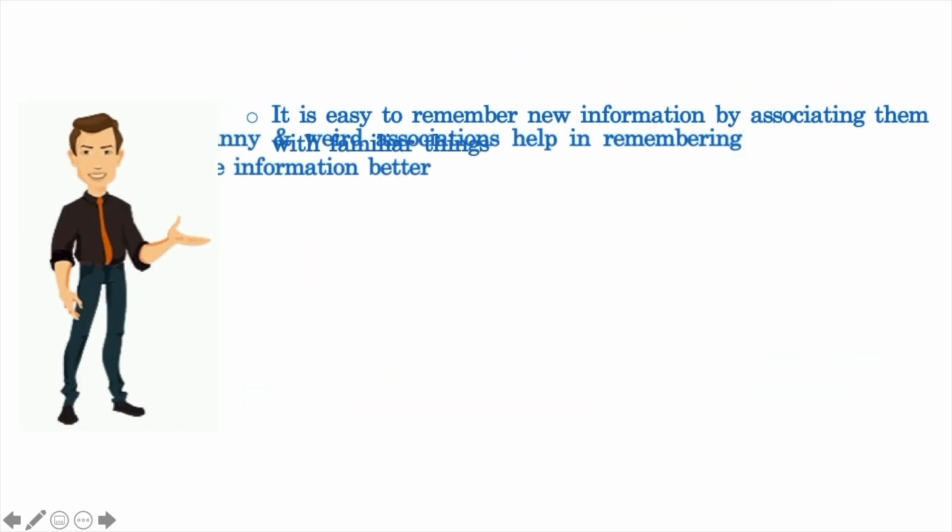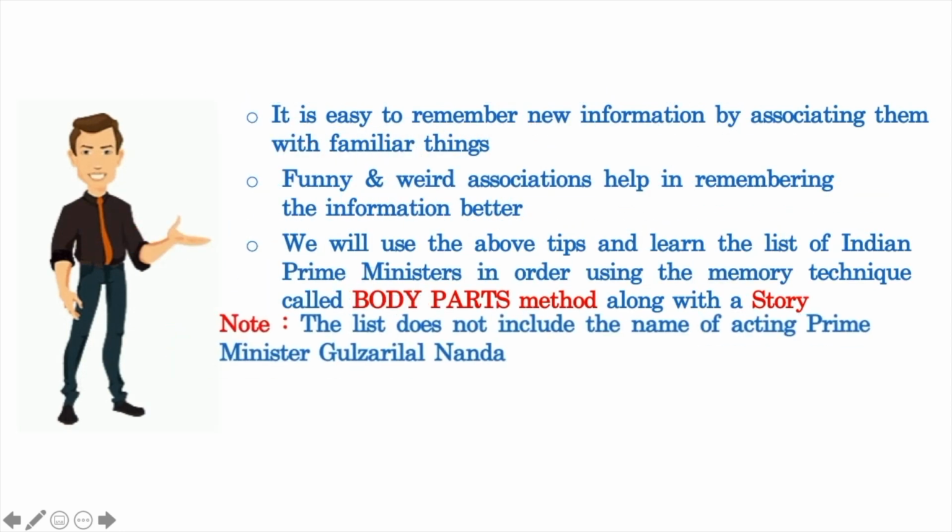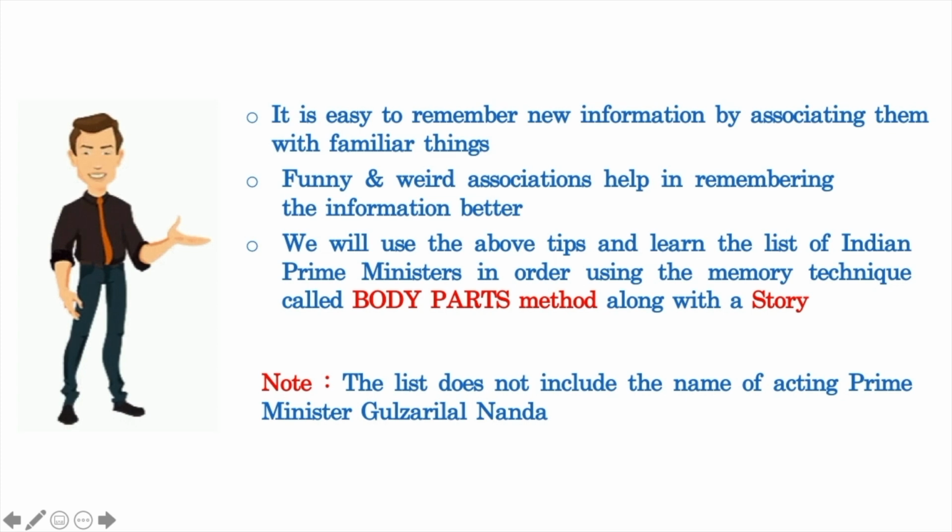It is easy for us to remember new information by just associating them with familiar things. Making funny and weird associations help us in remembering the information better. We will be using the above two tips and learn the list of Prime Ministers of India in order using the memory technique called the body parts method along with a small story. Please note, the list does not include the name of acting Prime Minister Mr. Gulzarilal Nanda.